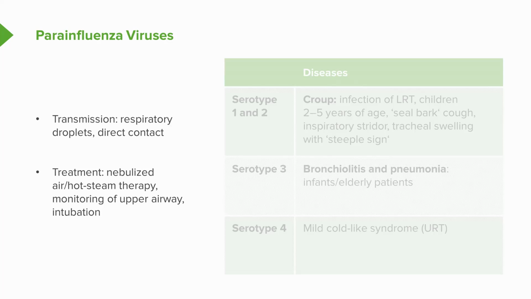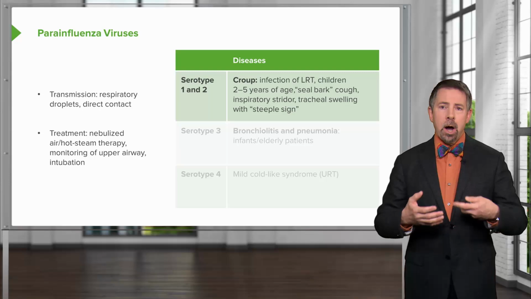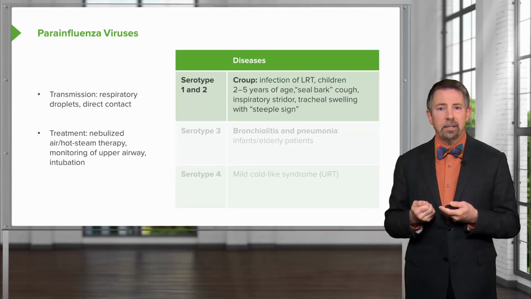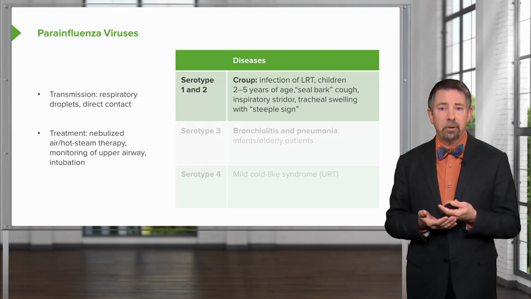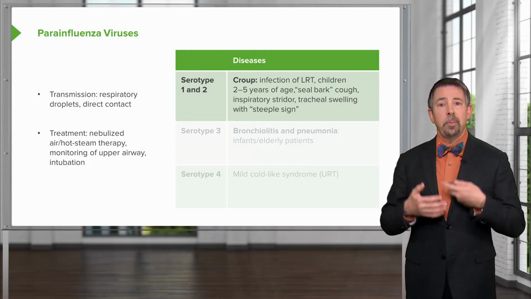There are 4 serotypes that we look at with parainfluenza. Types 1 and 2 classically are associated with croup, that seal bark cough that anybody who has children is quite familiar with. Typically, kids from age 2 to 5 are the ones who are affected and infected by the parainfluenzas. If the cough, which is due to laryngeal edema and tracheal swelling, progresses, then the patients may have inspiratory stridor, and that is when they come to medical attention and require the humidified air.